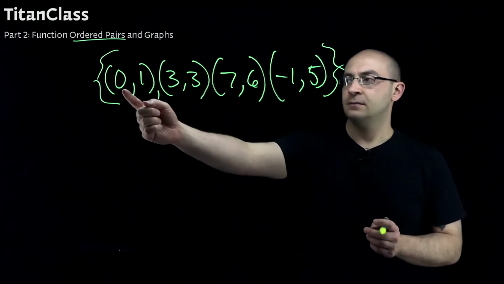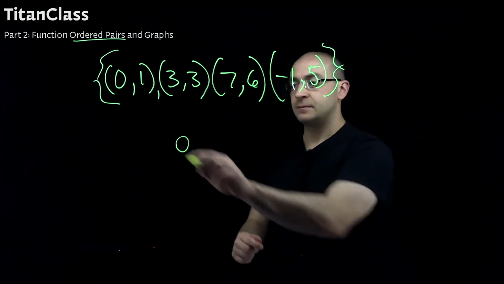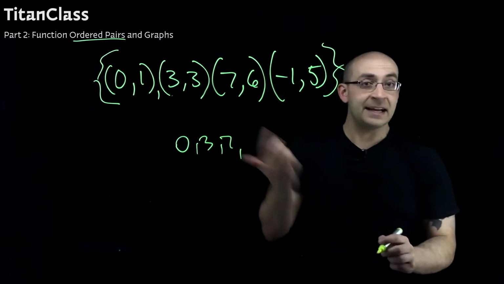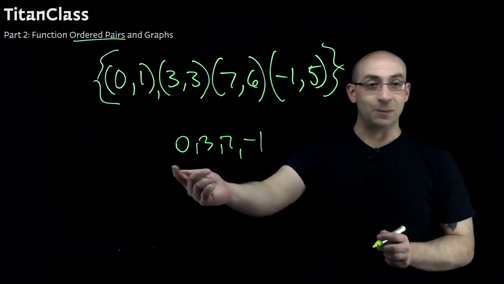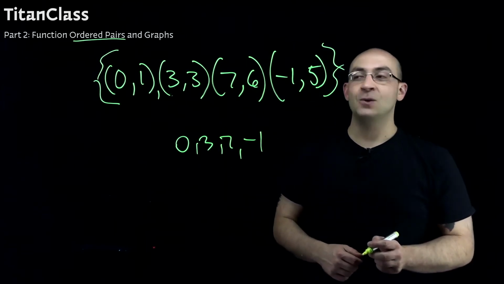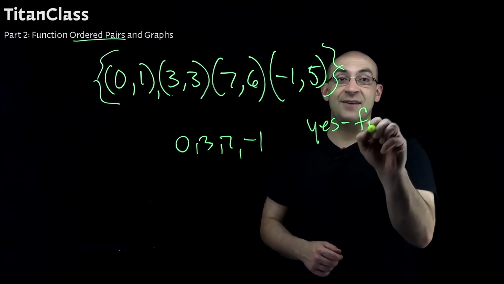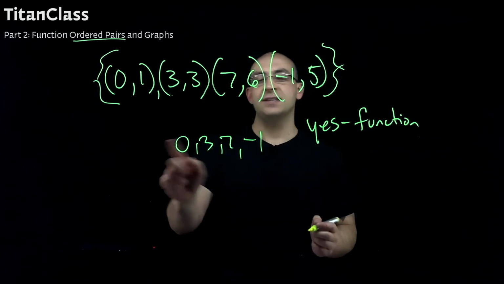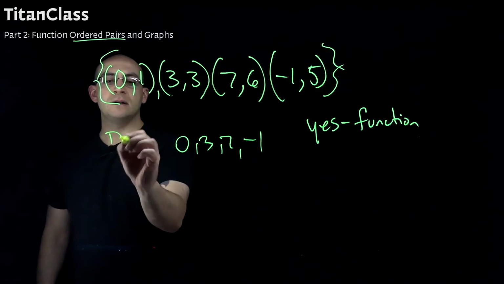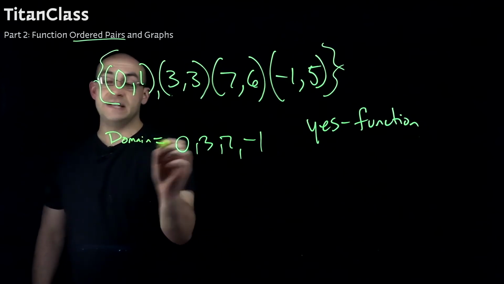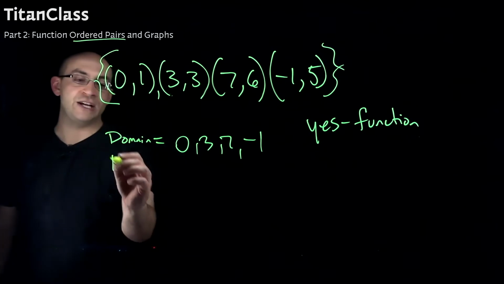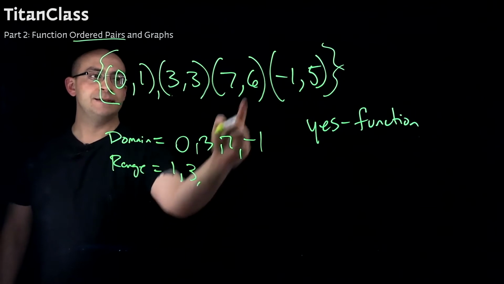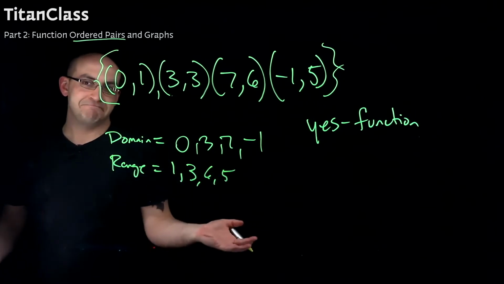Let's see. 0 is an x value, okay? 3 is an x value. 7 is an x value. And -1 is an x value. Are any of these duplicates? And the answer is no, it isn't a duplicate, which means that yes, this is a function, okay? And that's good. Now, we can go one more step, and we can say that 0, 3, 7, and -1 is the domain of this particular set, which means that the range values, or the y values, would be 1, 3, 6, and 5. Pretty simple.